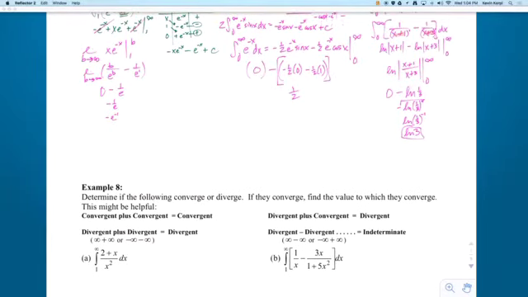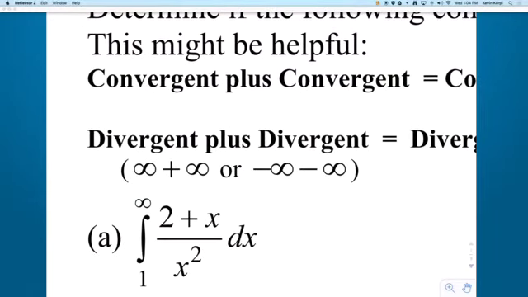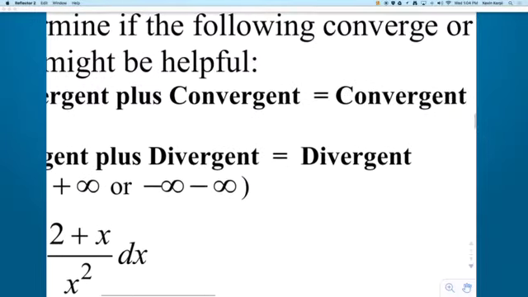Okay, so it says determine if the following converge. If they converge, find the value. This might be helpful, though. Just some facts right here, which will transfer into the series. If you have the sum of two convergent things, then their sum must also converge. You can think of convergent as finite, right? Finite plus finite is finite, so convergent.